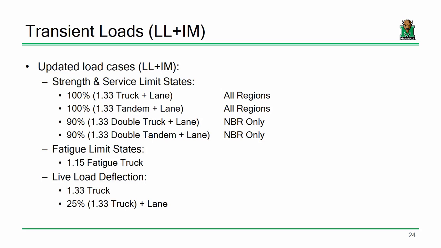That special negative bending investigation where you got to do the double truck and the double lane, or the double truck and the double tandem, we have 90% of all of that. Again, applying the impact factor only to the vehicle, not to the lane, all right? Fatigue limit states, we just use 1.15 times the fatigue truck. And then for live load deflection, we either have the truck or 25% of the truck and the lane. Again, that impact factor thrown in.